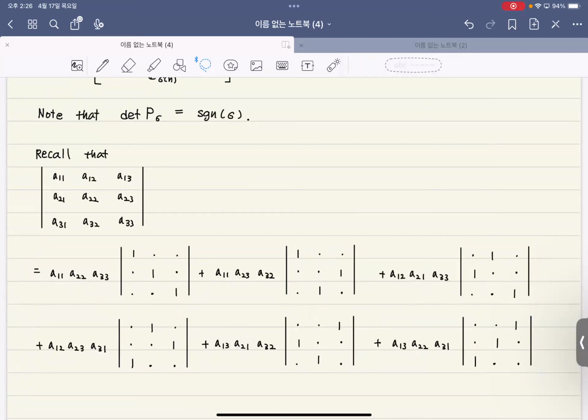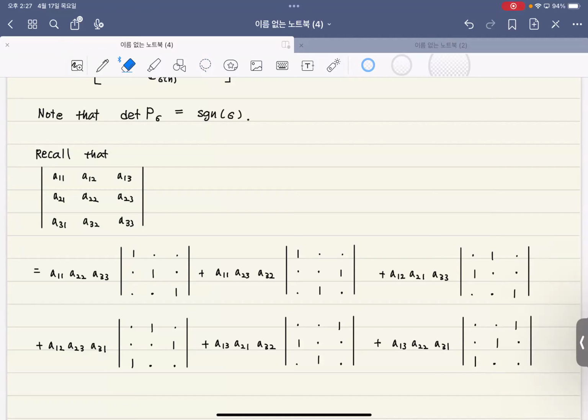And last time I tried to compute the determinant of a 3x3 matrix, and I somehow ended up with an expression that has six terms. See, I have 6 terms. And last time, we struggled to compute the determinant of each of these 3x3 matrices.